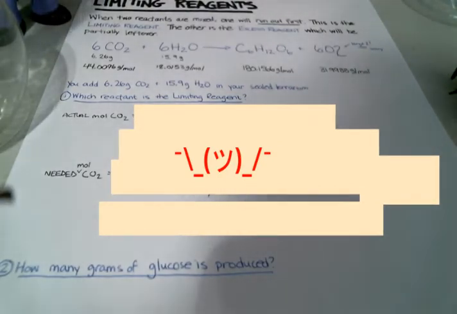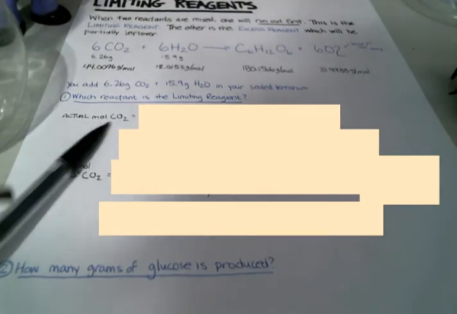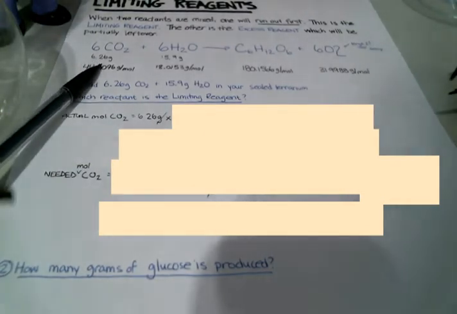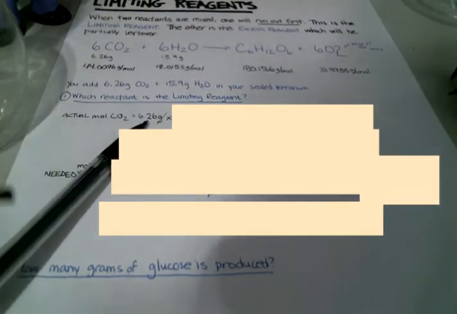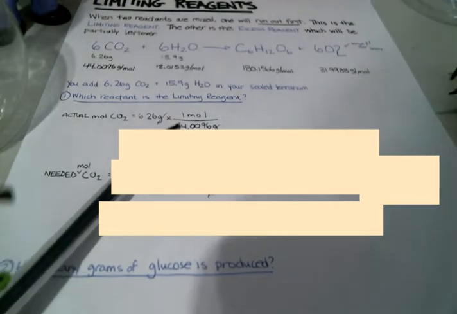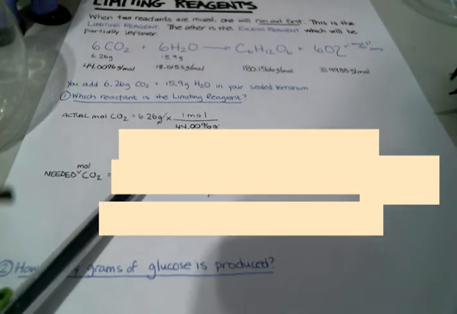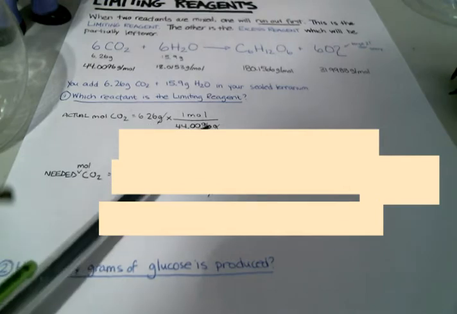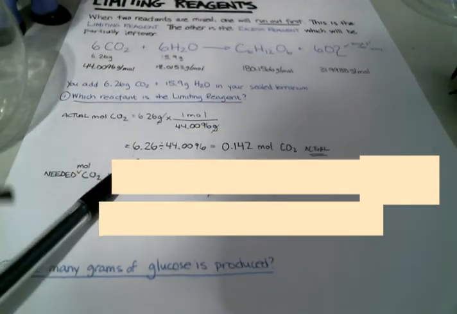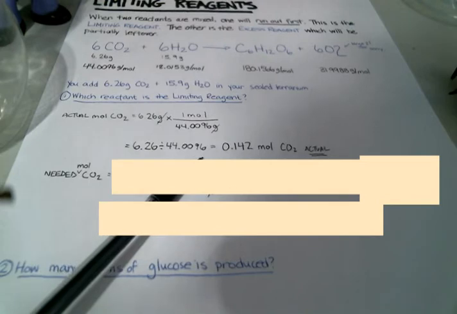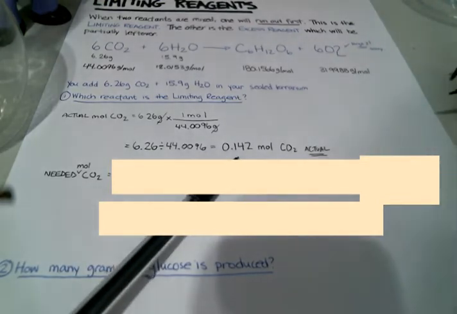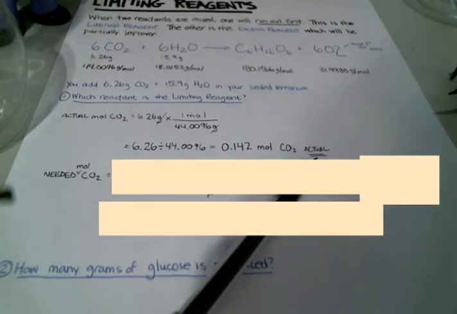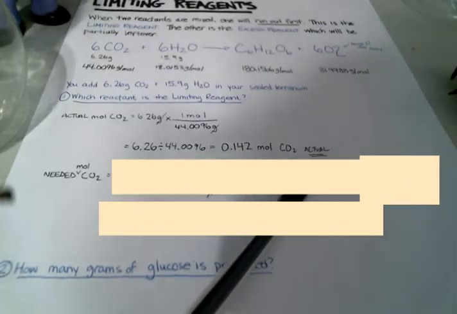To calculate the actual moles of carbon dioxide, we're going to start with the grams of carbon dioxide that are given to us. So we have 6.26 grams of carbon dioxide. And if we multiply that by 1 over the molar mass there, or 1 mole per 44.0096 grams, then you will get the actual number of moles. Grams will cancel out with grams, and you've got moles of carbon dioxide. So that's just 6.26 divided by 44.0096. That'll give us 0.142 moles of carbon dioxide actual. So that's the actual amount of carbon dioxide that is present in this reaction.